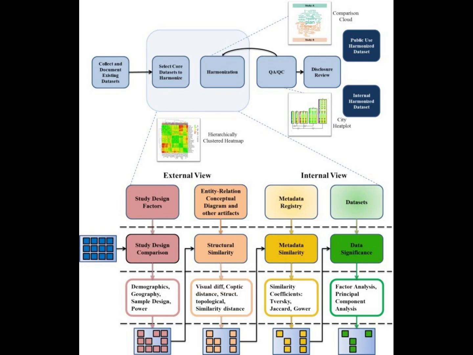So when we look at this diagram, one of the first things that jumps out are the first two steps, which are collect and document data sets, and then select core data sets to harmonize. And I think that right there is a huge task, just even identifying what are all the data sets out there. A lot of people don't necessarily think about that. They may have their own data set that they're working with, but they may not be aware of all the other data that's out there that could be relevant to their research. So even just that first step is a big undertaking.